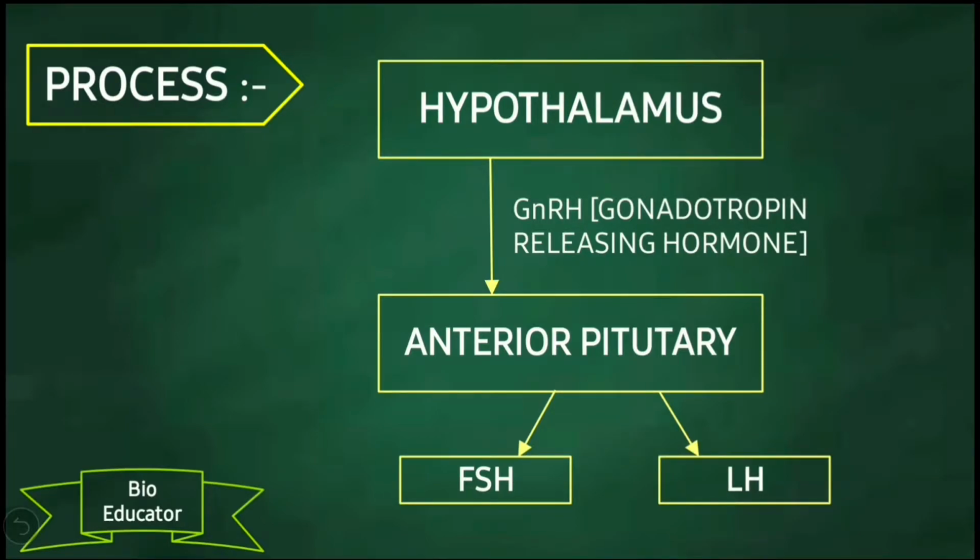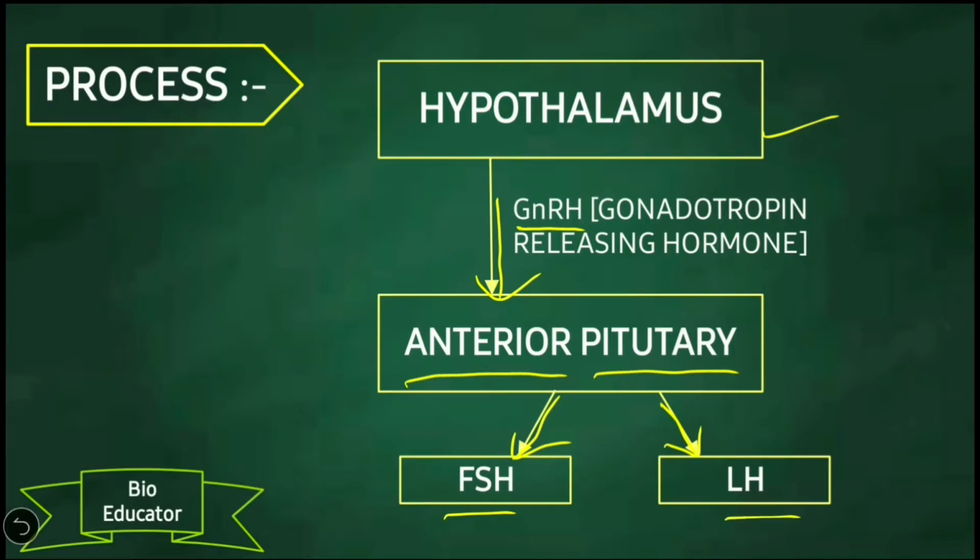Now let's see where these hormones are produced and how they work together. This process starts from the hypothalamus gland, which is present in the brain. The hypothalamus gland secretes gonadotropin releasing hormone which stimulates the anterior part of the pituitary gland, which is also present in the brain. This pituitary gland, stimulated by the gonadotropin releasing hormones, secretes follicle stimulating hormone, known as FSH, and luteinizing hormone, LH.